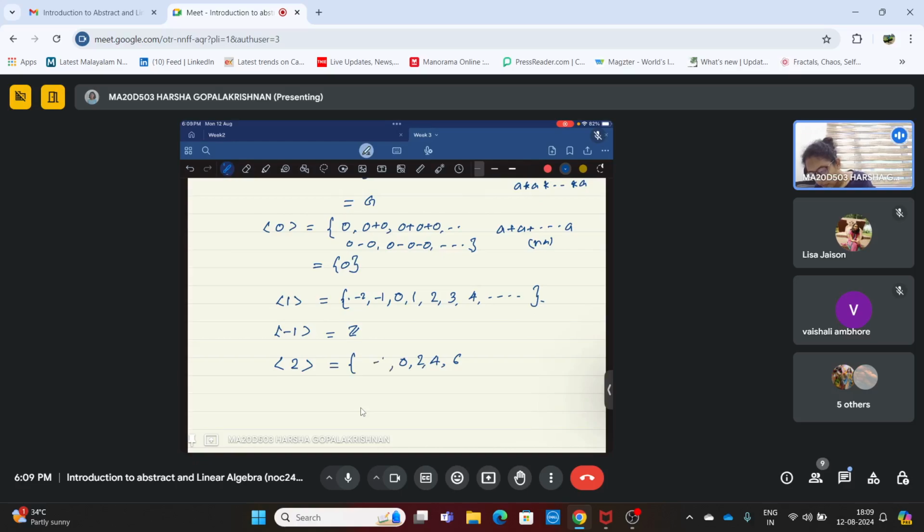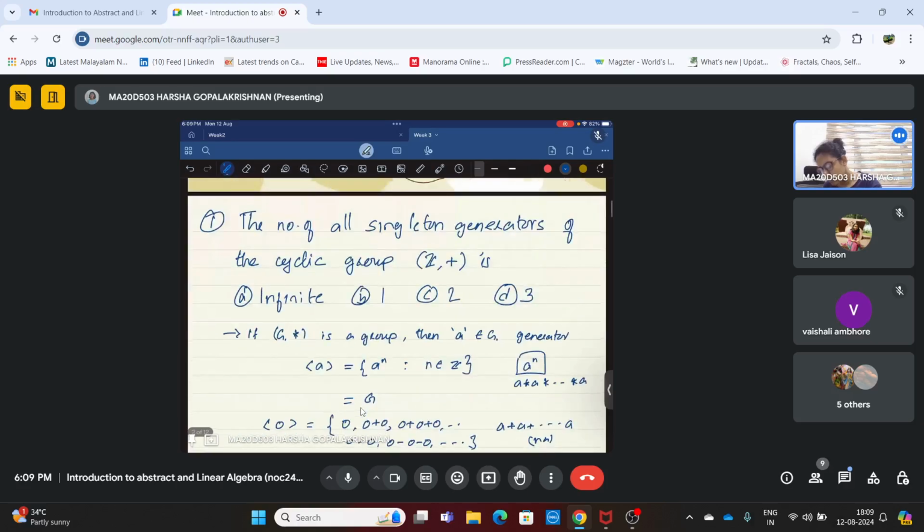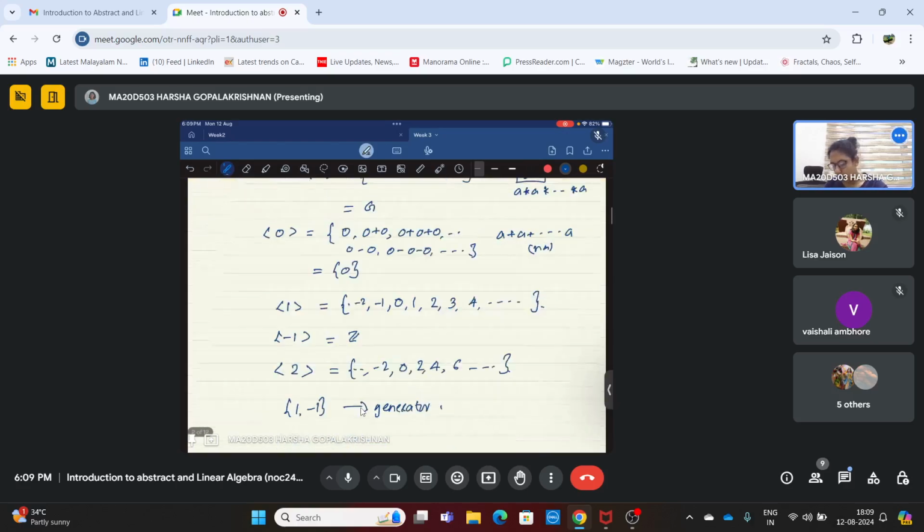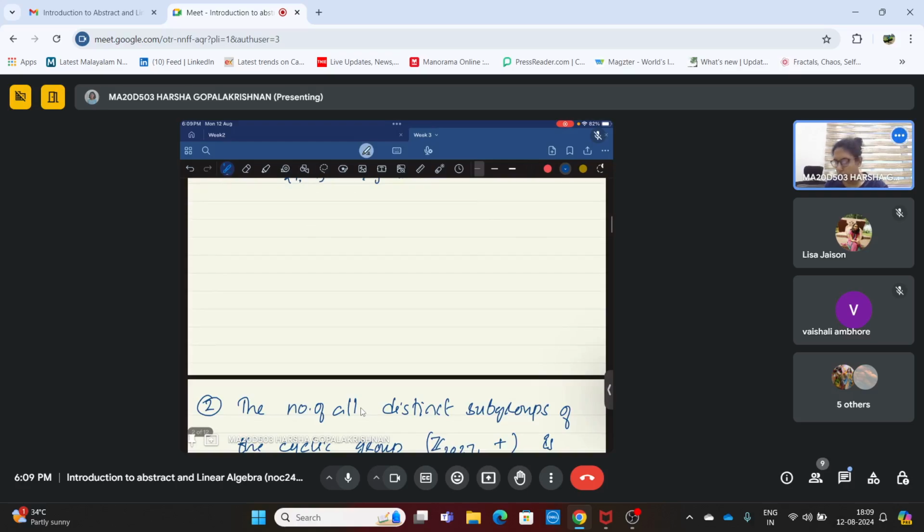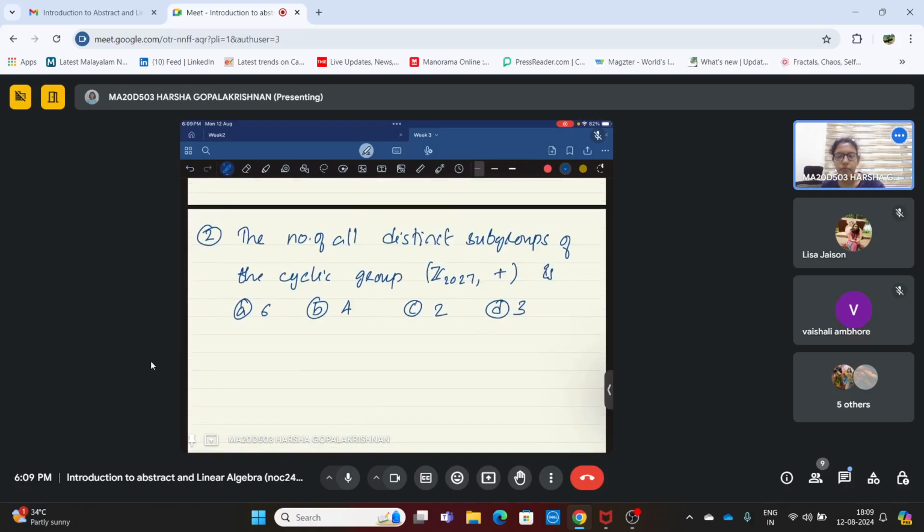Here also, in the opposite way, we are getting all the even numbers only. So if we take any element other than 1 and minus 1, we will get only the multiples of that particular element. All other elements which are not multiples of that element will not come in the generator set. So only 1 and minus 1 are generators. So this set has 2 generators, and the answer is 2. I hope it's clear for everyone. We have found what the 2 generators are.